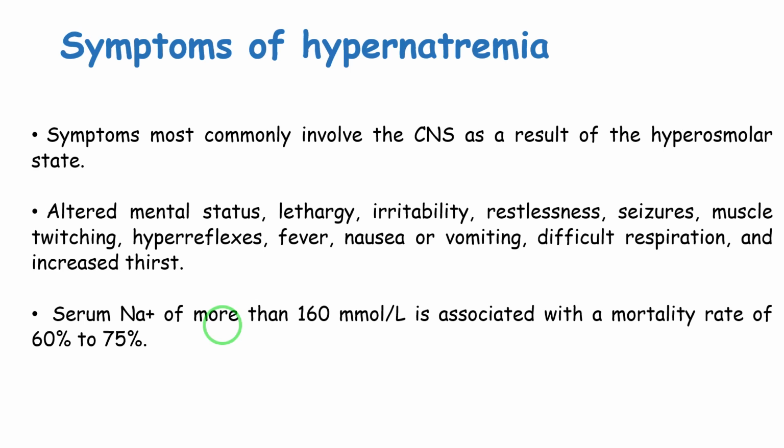Hypernatremia leads to CNS manifestations because of the hyperosmolar state. The patient will be restless and lethargic, or there will be altered mental state, muscle twitching, even fever, nausea and vomiting, and increased thirst. We know that the upper normal level of sodium is about 145 millimoles per liter. If it increases to more than 160 millimoles per liter, then the mortality rate will be very high.